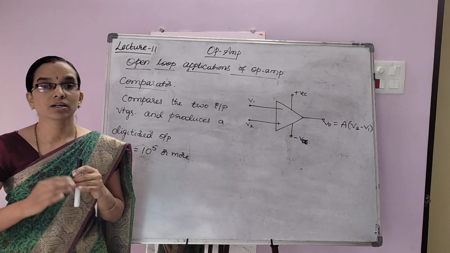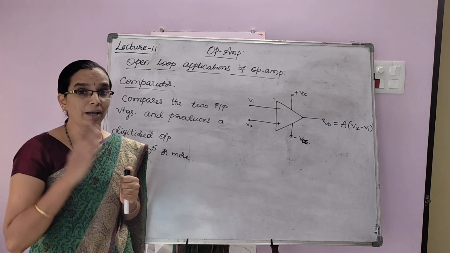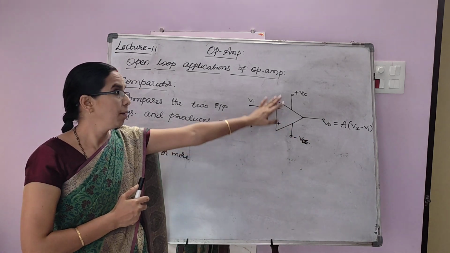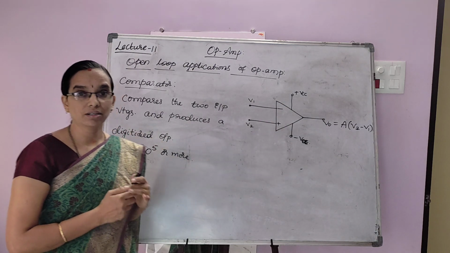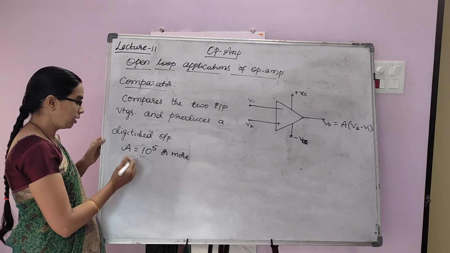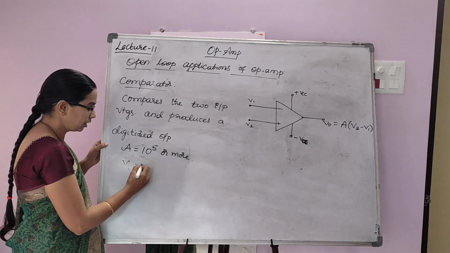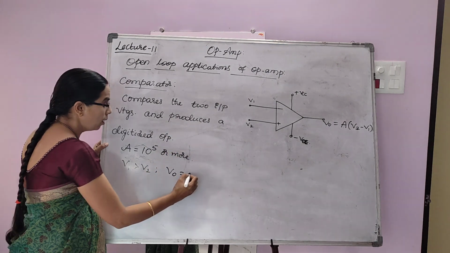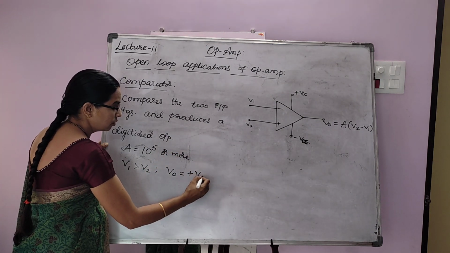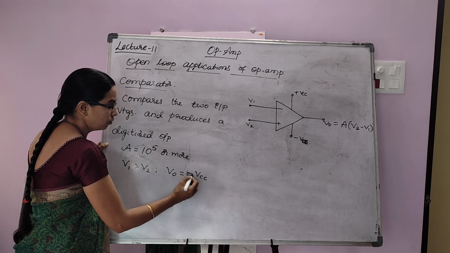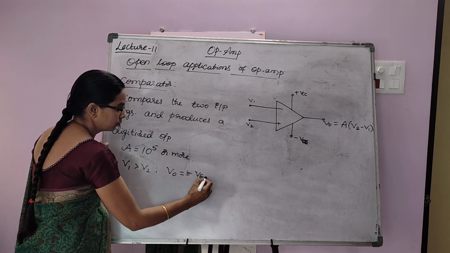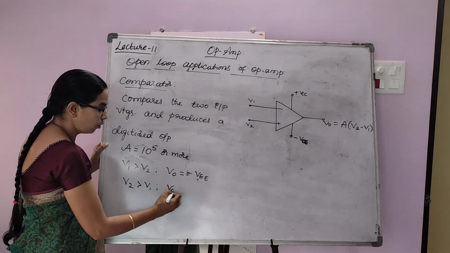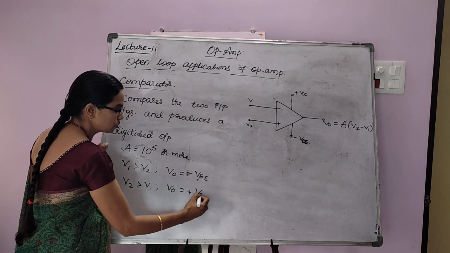The output voltage can rise up to the maximum value of the power supply voltages, that is plus VCC or minus VEE. If V1 is greater than V2, then the output of the comparator is equal to minus VEE. If V2 is greater than V1, then the output of the comparator will be plus VCC.